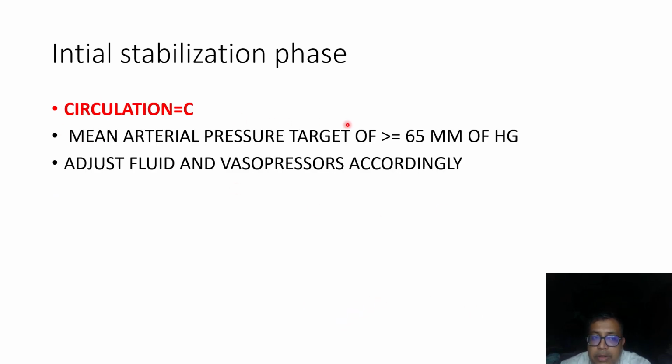The initial stabilization phase includes assessing the hemodynamics, the circulation. Mean arterial pressure target is greater than or equal to 65 millimeters of mercury. So adjust your fluids and vasopressors accordingly.